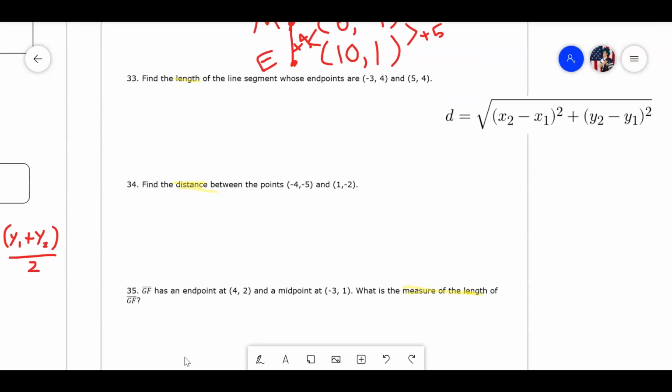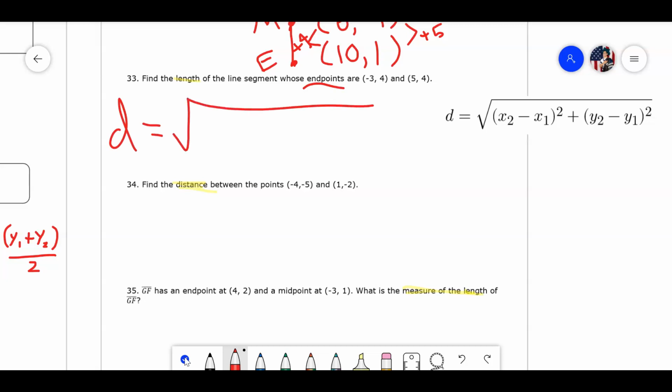The distance equals the square root of x2 minus x1, so you subtract the x values, in parentheses, squared, plus y2 minus y1, which means you subtract the y values, in parentheses, squared. All I've got to do is plug in some numbers if I know the two endpoints, which I do know, right? So let's do this. D equals big old square root.